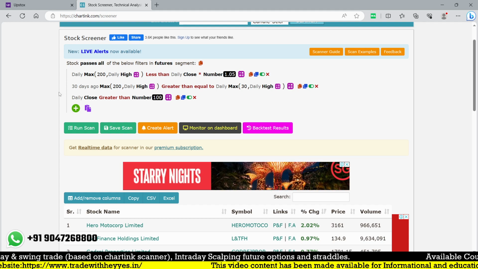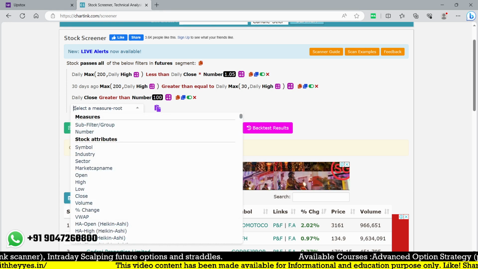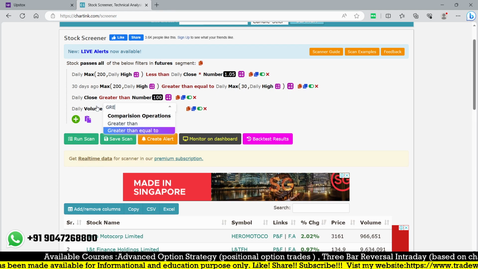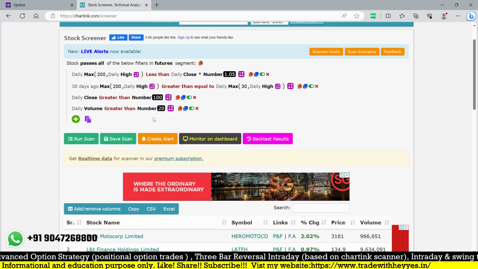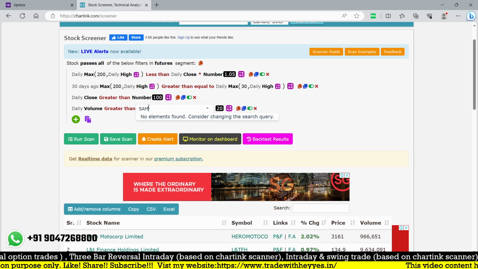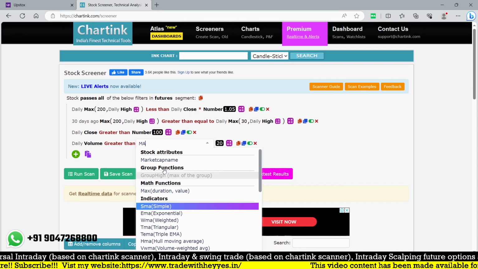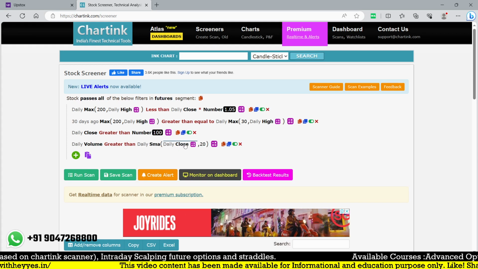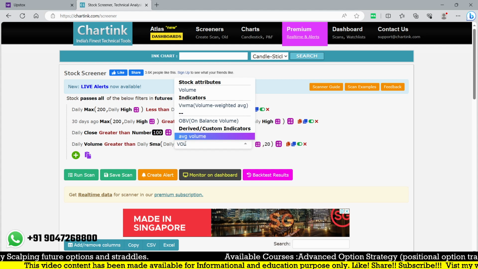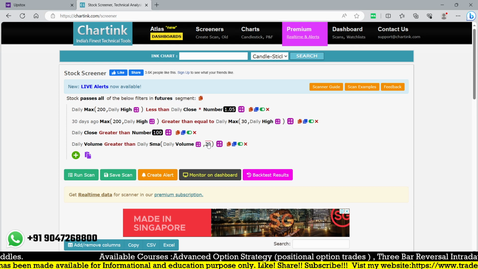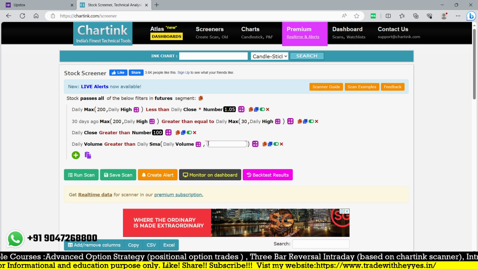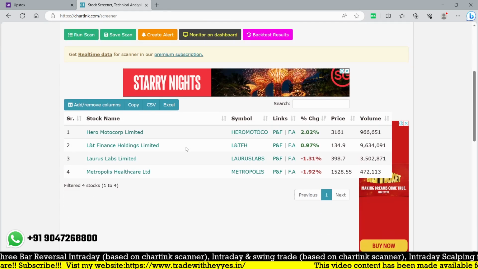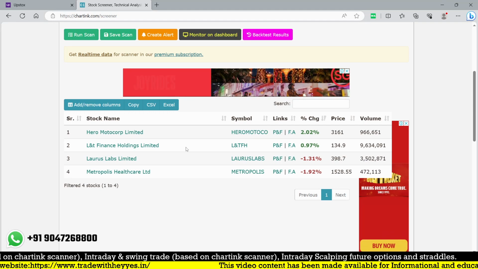We can use this one function, volume. So the latest volume, that means the daily volume, should be greater than the SMA volume, simple moving average. So we are using volume, maybe around 20, or even we can use 50 for positional. Now if you run the scan, we have Hero Motor Corp, L&T Finance, and Laurus Labs.